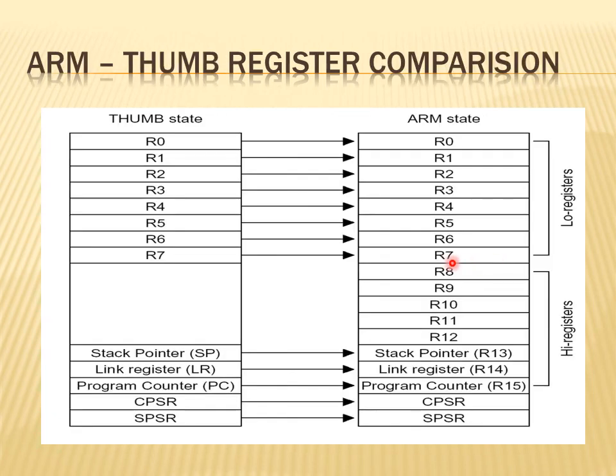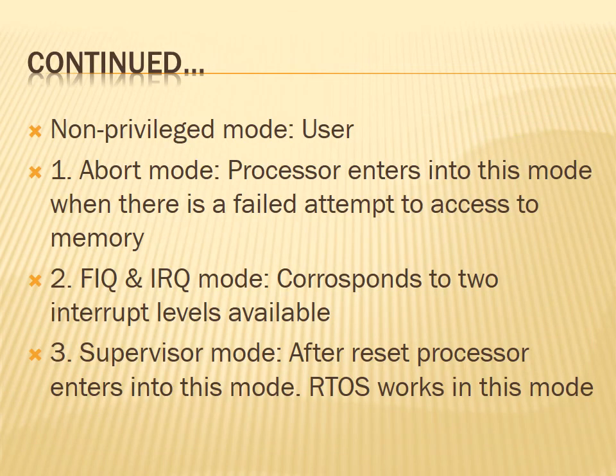So that comparison has been shown over here. Only the lower 8 registers are available in the thumb state, and in the ARM state all the registers are available from R0 to R12. Now we'll see further explanation about the various modes. We'll stop here. In the next session we'll see all these details.